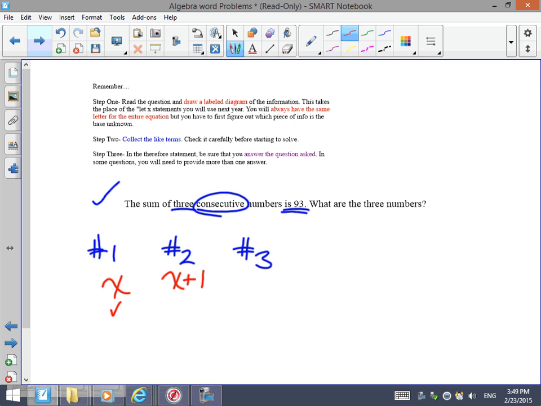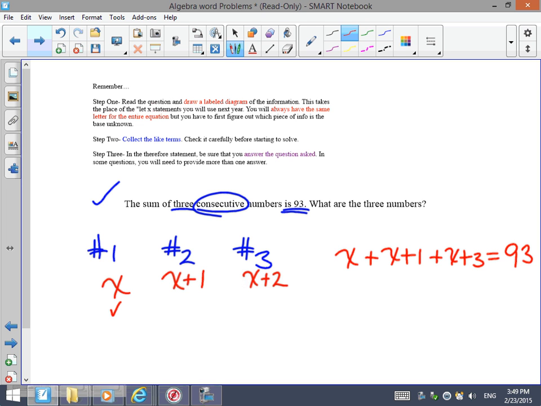Similarly, the third number is 2 more than the original. So the original was x, and it's going to be x plus 2. And in this way, when I do the sum, because remember I'm going to add all this, I'll have the first number, I'll add it to the second number, and then I'll add it to the third number. And together it's going to equal 93.